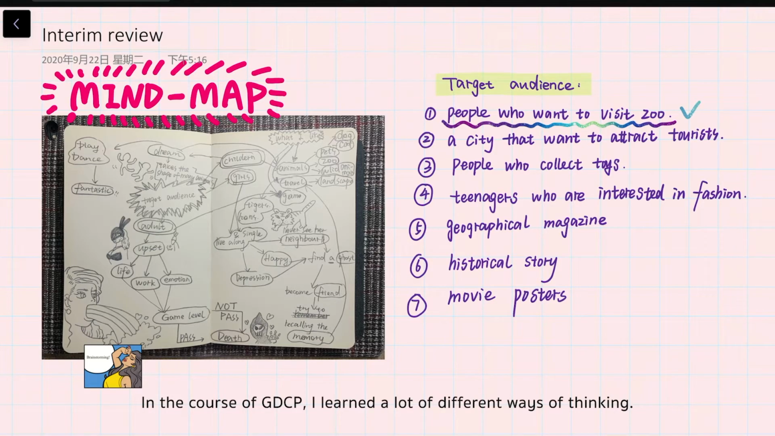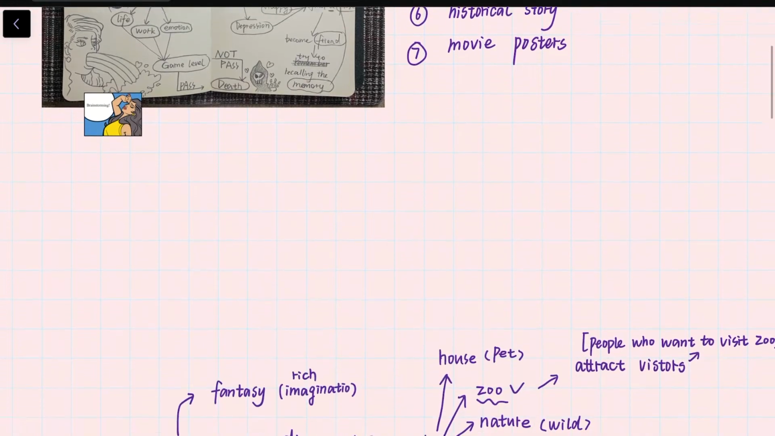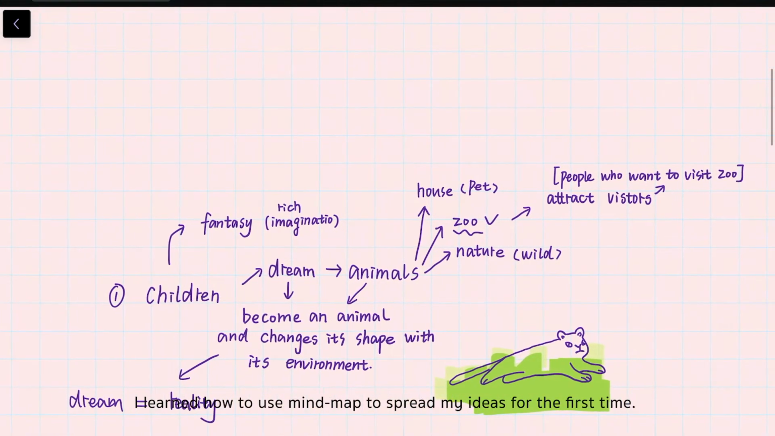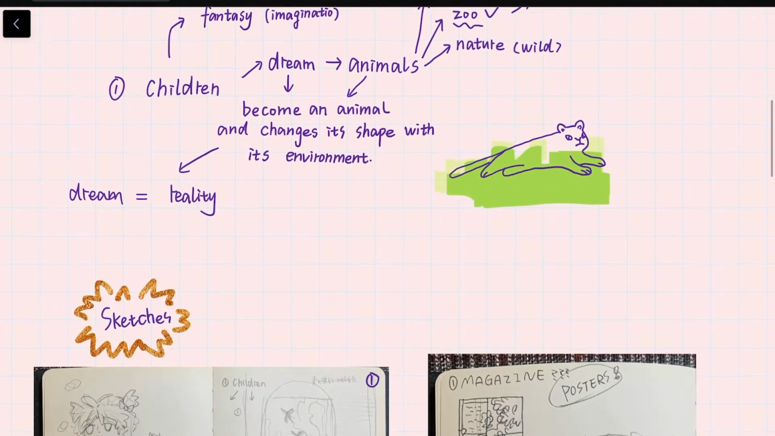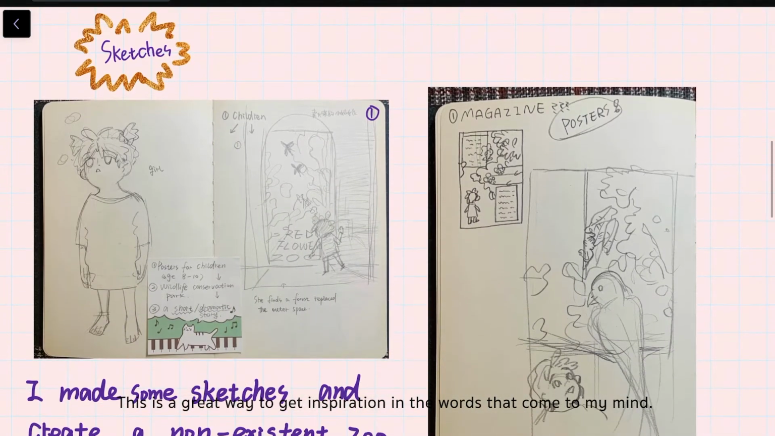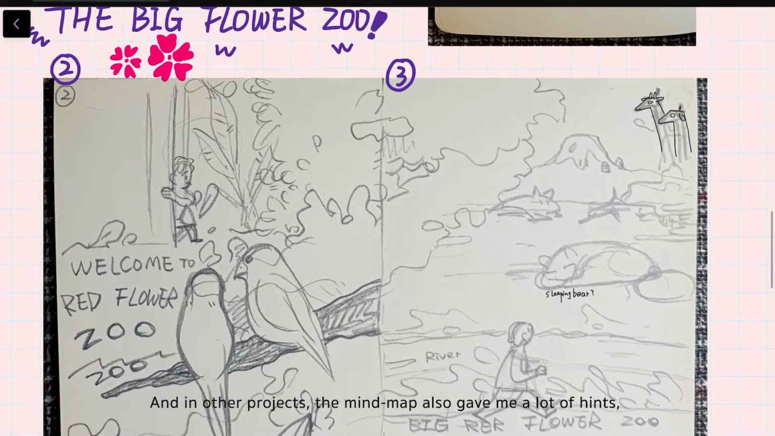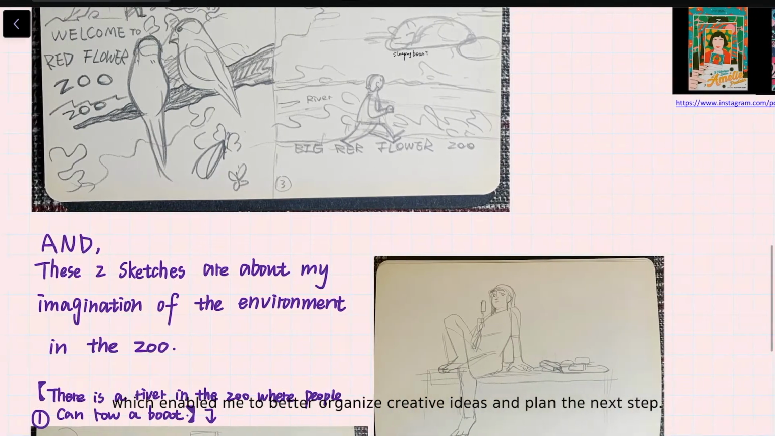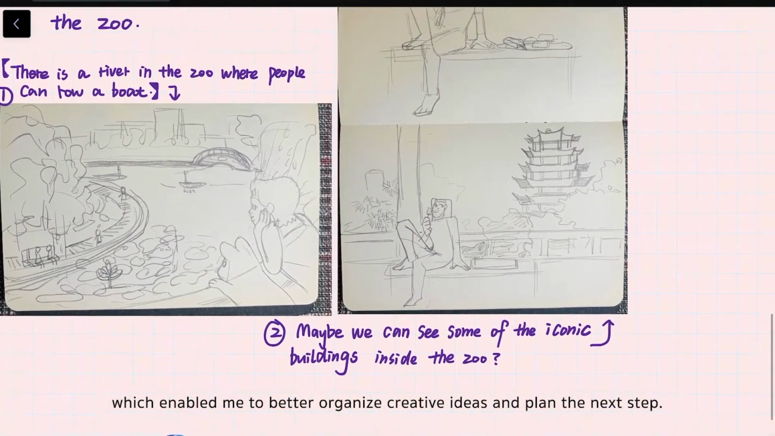In the course of GDCP, I learned a lot of different ways of thinking. For example, in the project target audience, I learned how to use a mind map to spell out my ideas for the first time. This is a great way to get inspiration from the words that come to my mind. And in other projects, the mind map also gave me a lot of hints, which enabled me to better organize creative ideas and plan the next step.